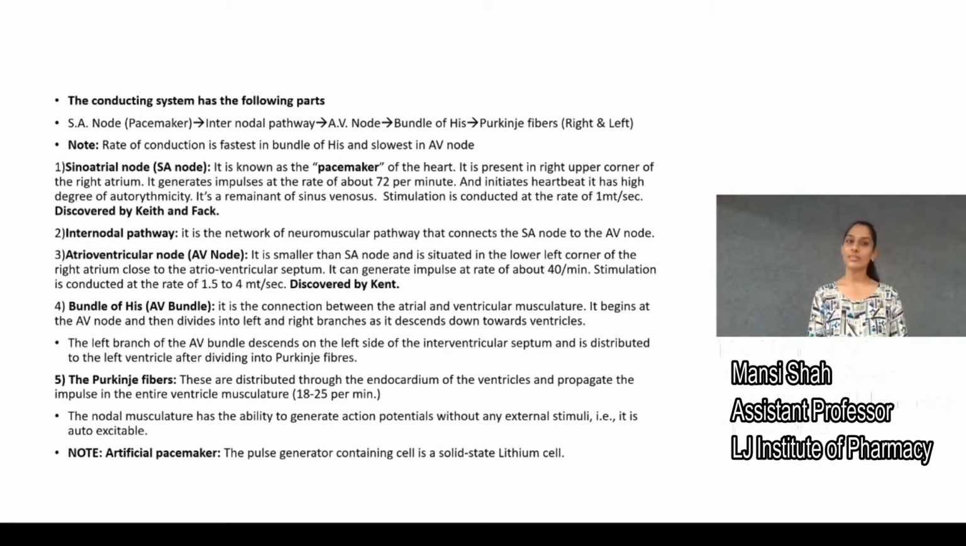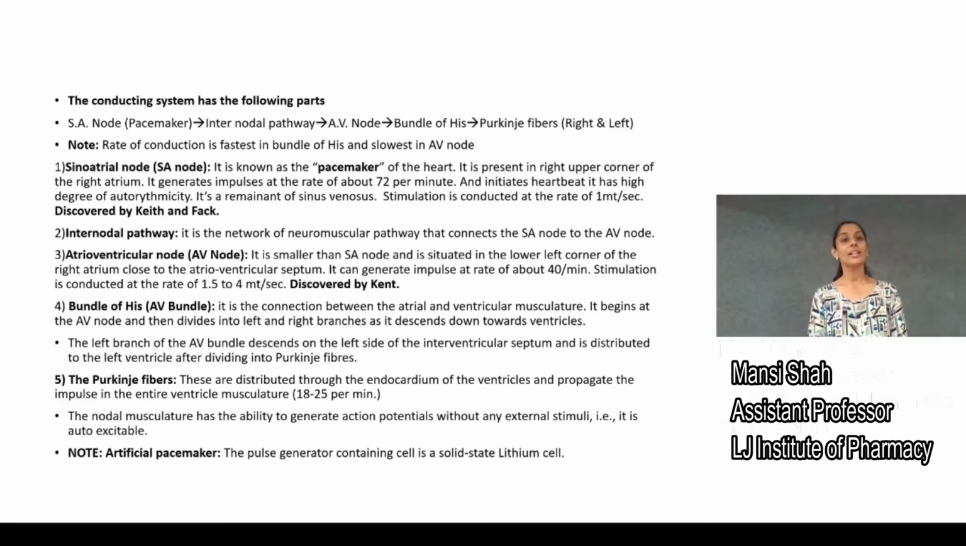So the conduction system has the following parts: the SA node, which is called the pacemaker, the internodal pathway which activates the AV node, and then the bundle of His and Purkinje fibers. So this is the distribution system, the conduction system with its various parts.